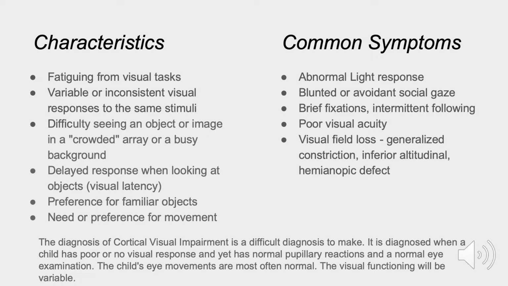The diagnosis of CVI is a difficult diagnosis to make. It is diagnosed when a child has poor or no visual response and yet has normal pupillary reactions and a normal eye examination. The child's eye movements are most often normal. The visual function will be variable, however.